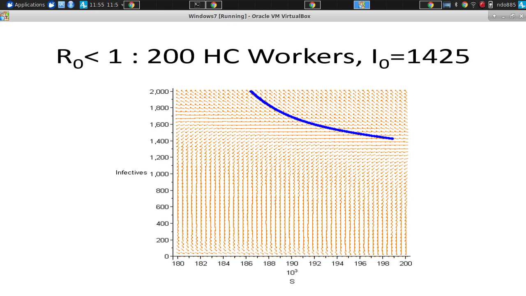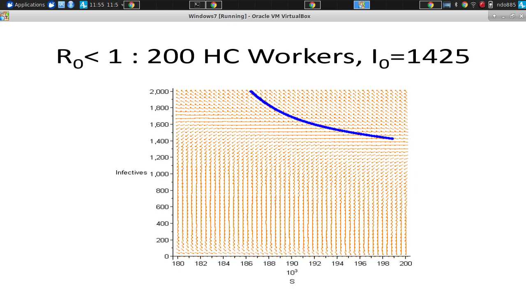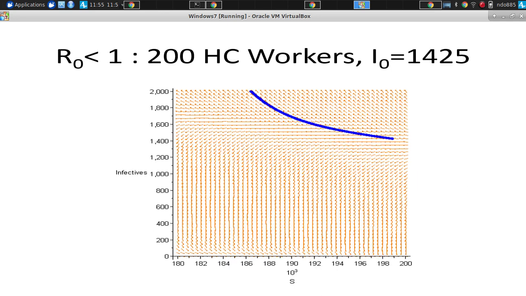In both cases, there's this attraction going on, okay? So if you start slightly off, you'll be attracted to a different point, okay? And this upper one will attract to very high levels of infectives. See that? It will suck upwards to high levels of infectives. Whereas the bottom one will, in this case, lead to extinction with enough healthcare workers. That same number of healthcare workers will lead it to stay very strong.